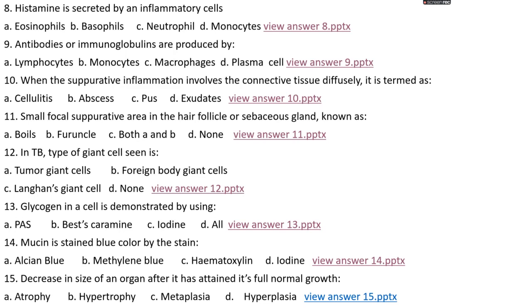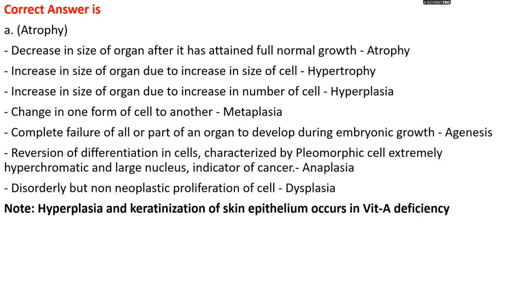Okay. Question number 15. Decrease in size of an organ after it has attained its full normal growth is known as: option A, atrophy; option B, hypertrophy; option C, metaplasia; option D, hyperplasia. The right answer is option A, that is atrophy. Decrease in size of an organ after it has attained full normal growth is known as atrophy, while increase in size of an organ due to increase in size of cells is known as hypertrophy. Increase in size of an organ due to increase in number of cells is known as hyperplasia. Change in one form of cells to another form is known as metaplasia.